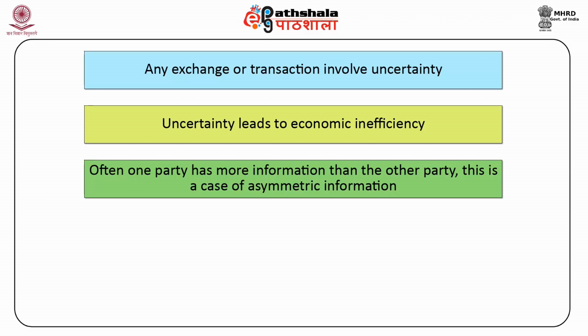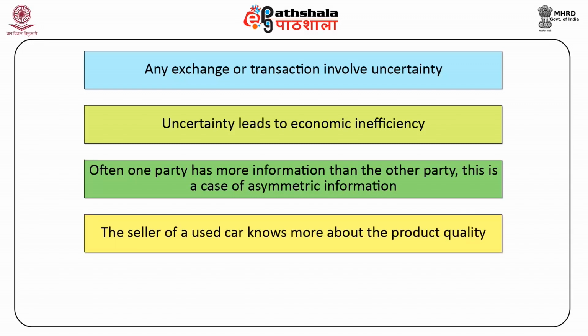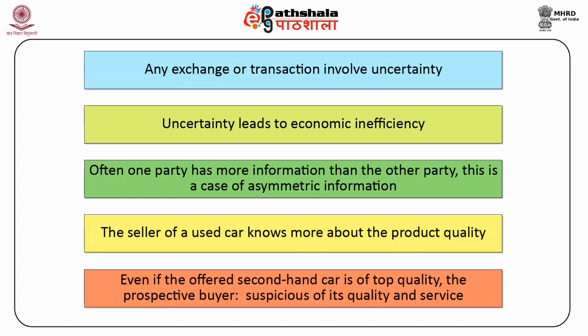asymmetric information. The seller of a used car knows much more about the product quality than the prospective buyer. Even if the offered second-hand car is of top quality, the prospective buyer will always be suspicious of its quality and service, and with good reason. This is a clear case of asymmetric information. The markets for insurance, financial credit, and even employment are also characterized by asymmetric information.